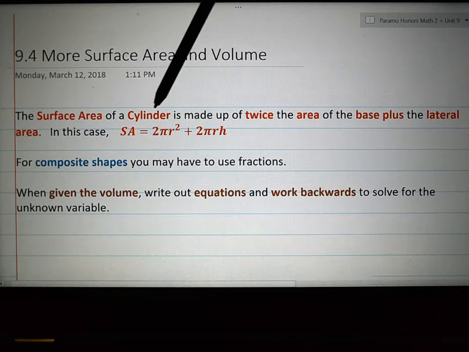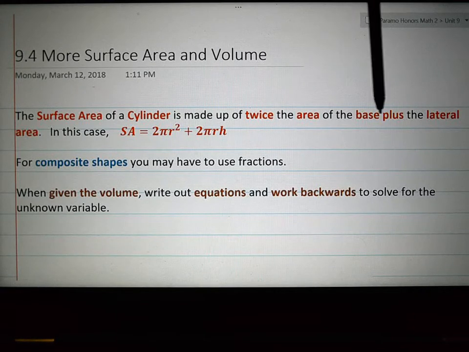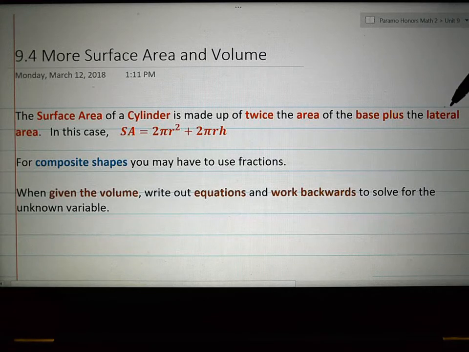So the surface area of a cylinder is made up of twice the area of the base plus the lateral area. This key word, lateral area, means the area around the sides. You can kind of think of the word latitude. There's latitude and longitude as far as direction goes in geography. Lateral area means the distance around the sides or the distances around the bases.